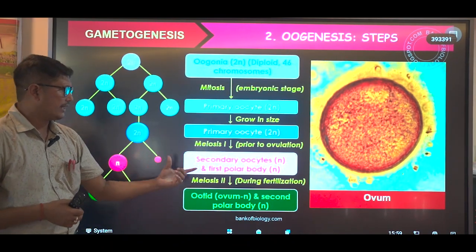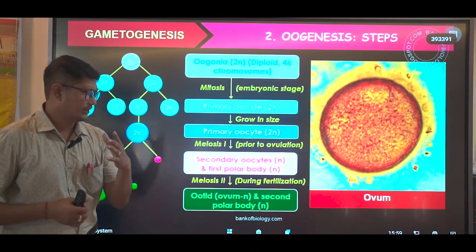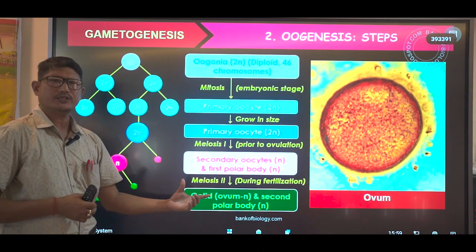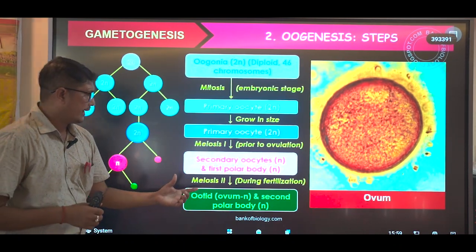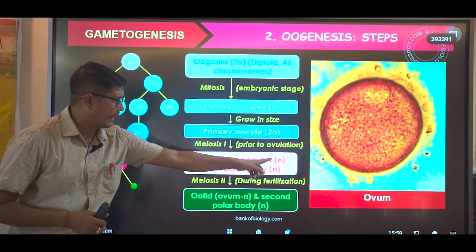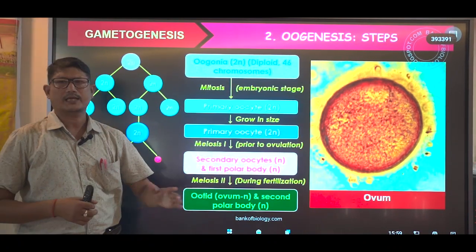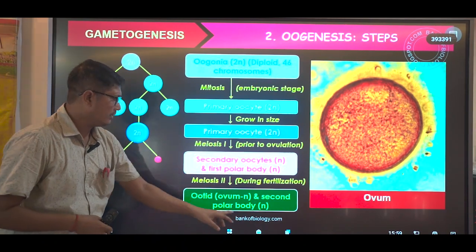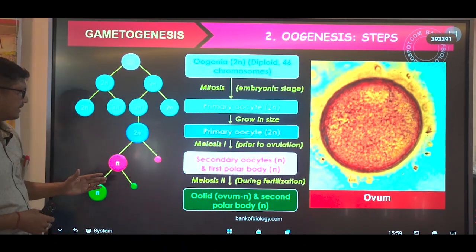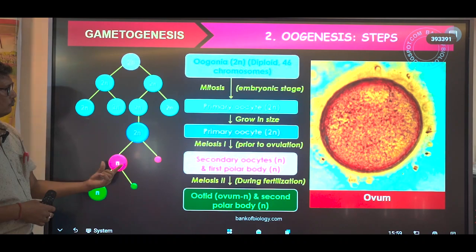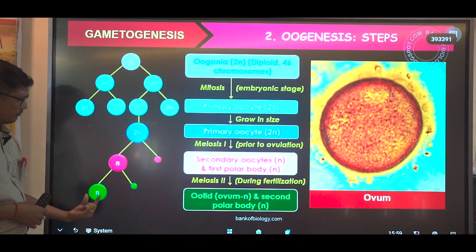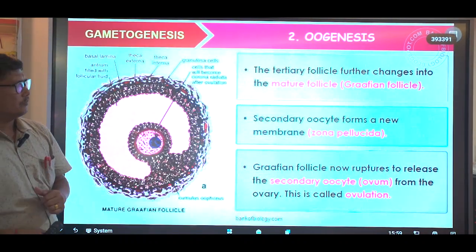Then these secondary oocytes will undergo meiosis 2 cell division, and in meiosis 2 the chromosome number does not change and remains the same, n. So that is the oocyte, and it will also result in the formation of one second polar body. So at the end of oogenesis, we have an oocyte and a second polar body.